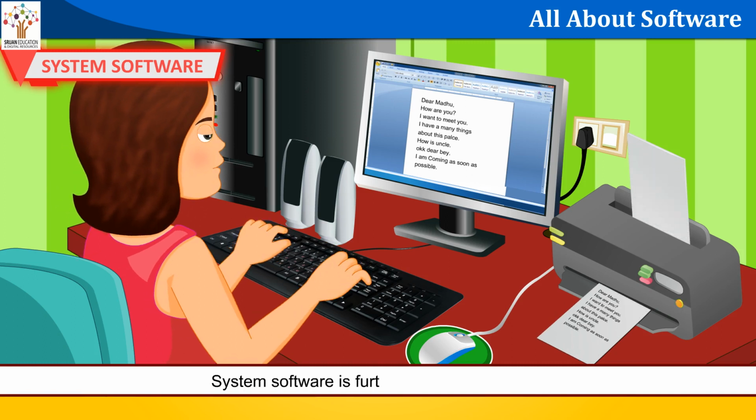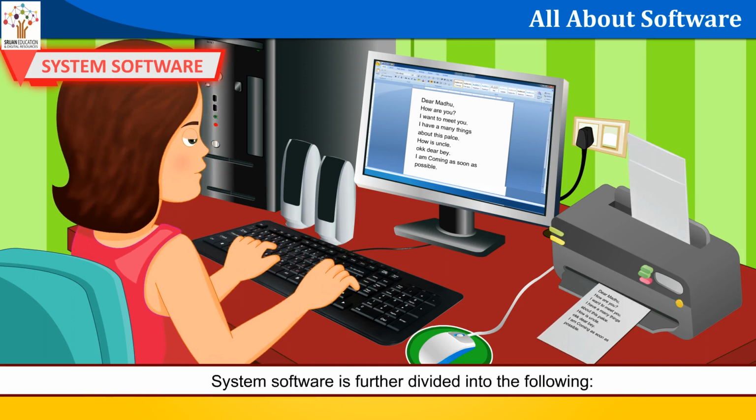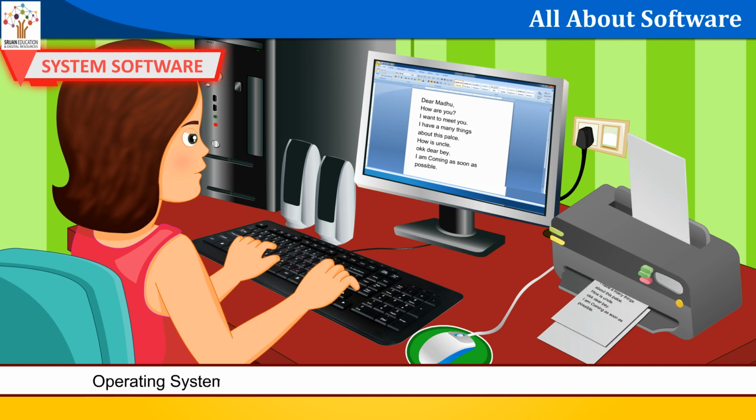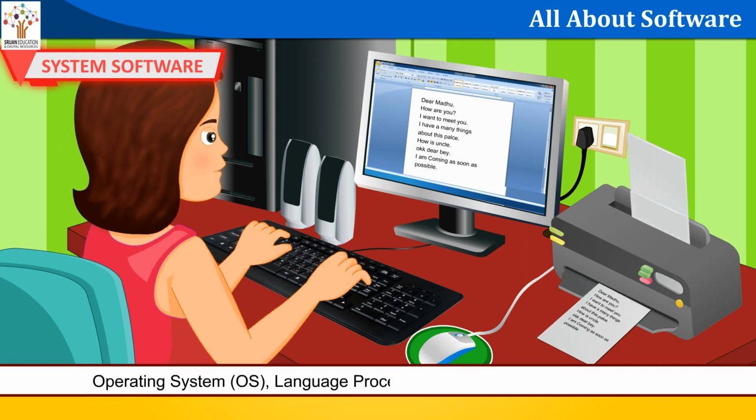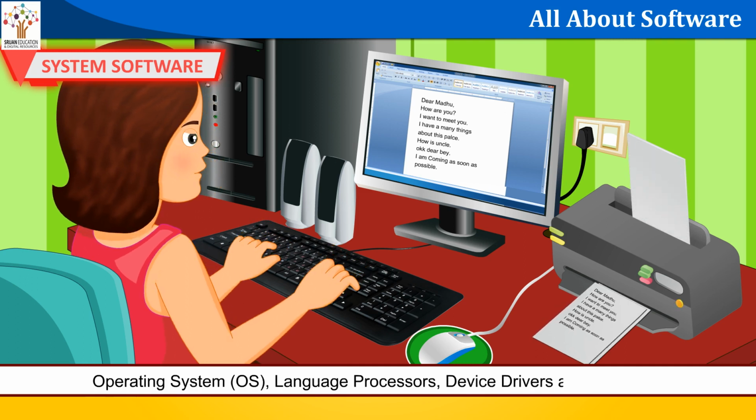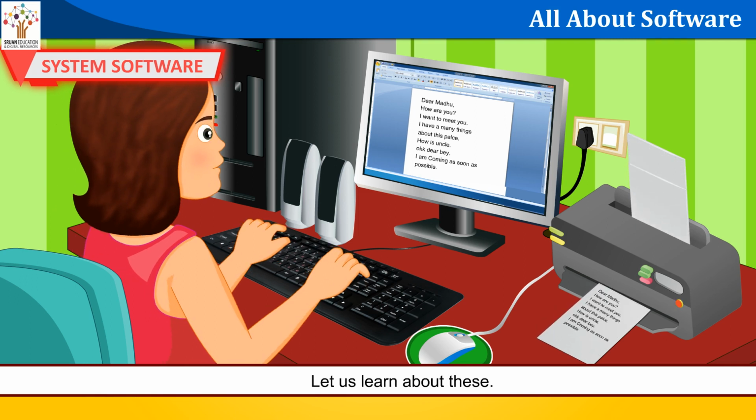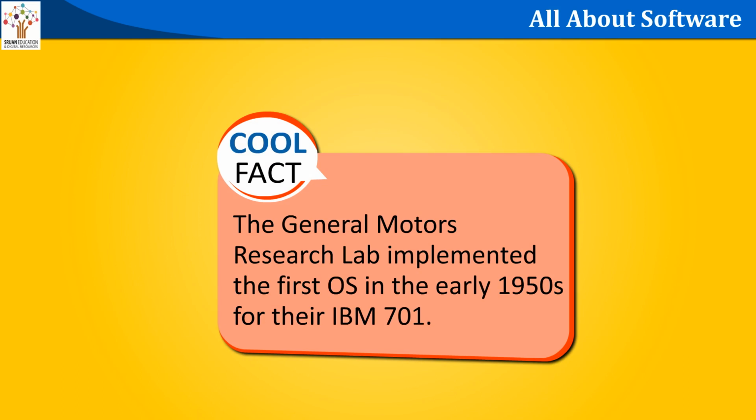System software is further divided into the following: operating system, OS, language processors, device drivers, and utility programs. Let us learn about these. Cool fact: the General Motors Research Lab implemented the first OS in the early 1950s for their IBM 701.